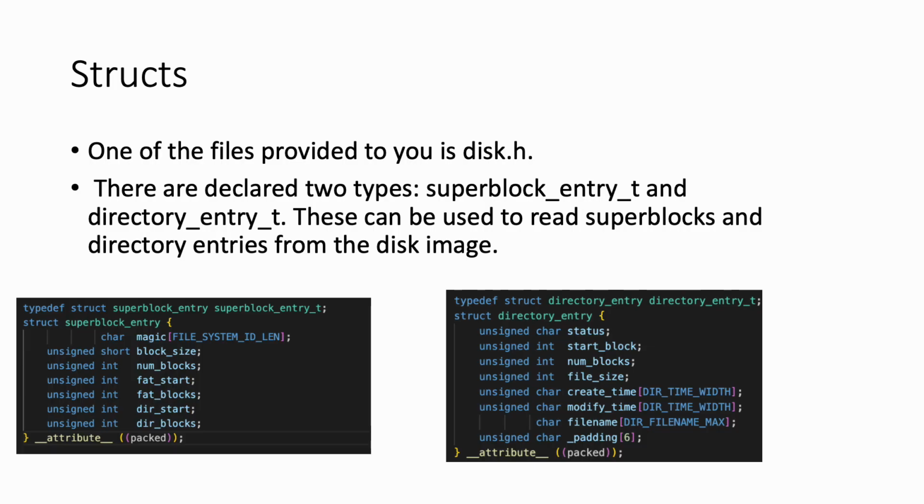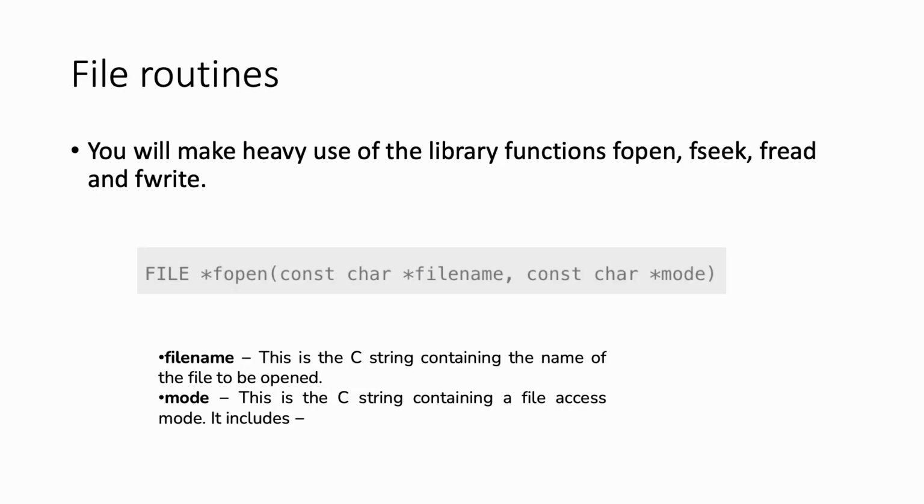We also provide 2 structures for you, which can be helpful when you read superblocks and directory entries. And you will make heavy use of the library functions like fopen, fseek, fread, and fwrite. So here I give an introduction. The first function, fopen, will open a file and return a pointer to this file. We need to give 2 arguments. The first is the file name and the second is the mode.